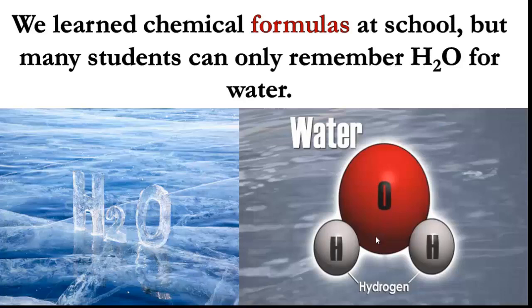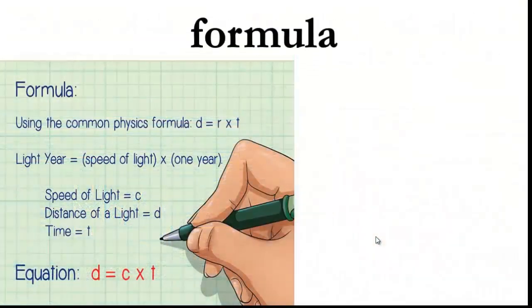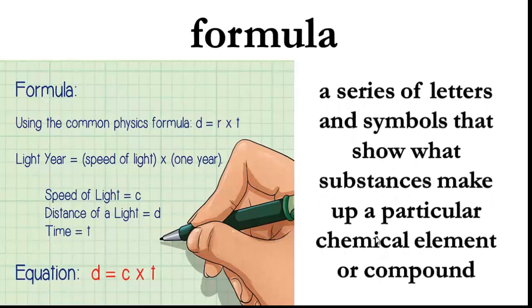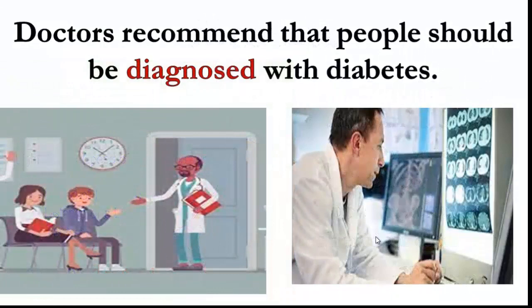This is the structure of water in chemistry. So here, the word is formula. Formula here means a series of letters and symbols that show what substances make up a particular chemical element or compound. This is a formula, a series of letters or symbols, as you see here in math or in chemistry. Next one: doctors recommended that people should be diagnosed with diabetes.